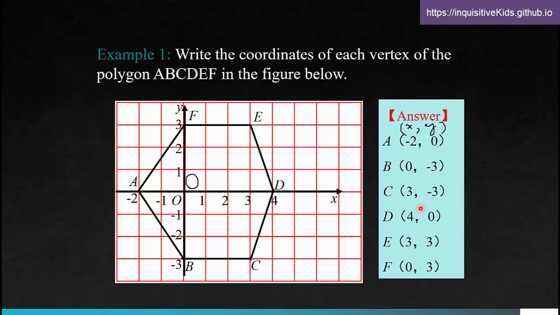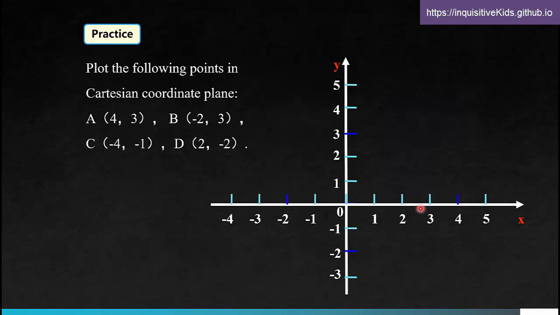If you got all of these correct, congratulations. If you got some of them wrong, you should probably go back and check where you got it wrong. So, plot the following points on the Cartesian coordinate plane.